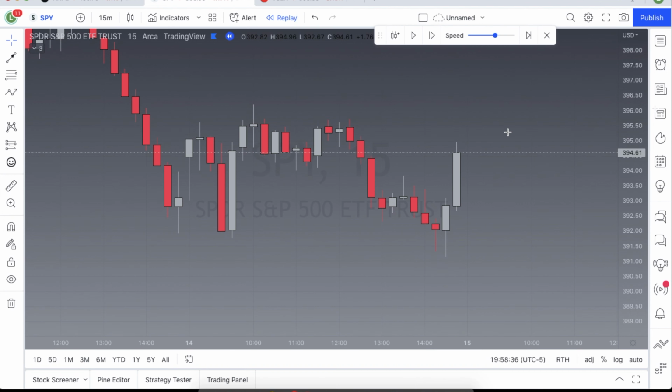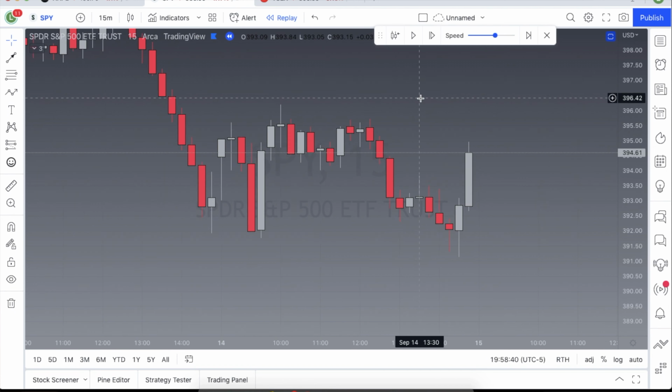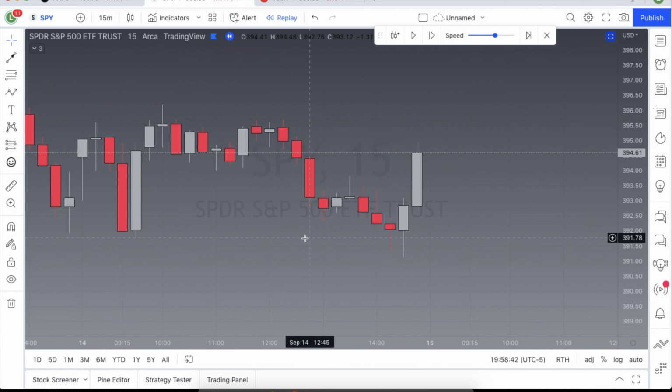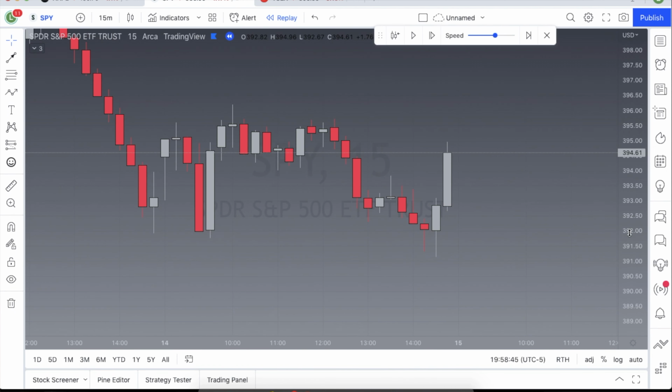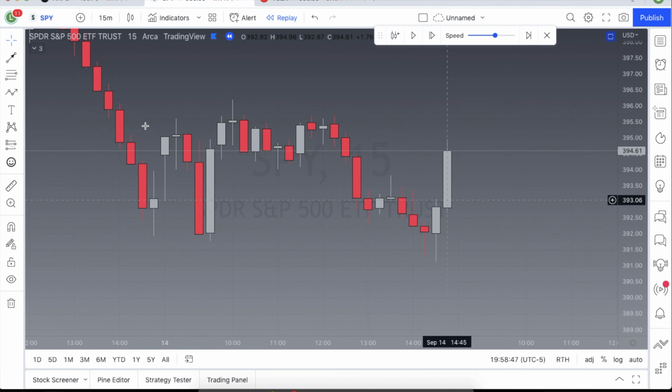So here we have SPY on September 14th, the day before the day I took the trade, which was September 15th. So what do I see here? First thing that I notice is I see heavy selling there, heavy selling up here, and then also bounce levels here around 391. The first thing I want to mark is my supply level, which is here.